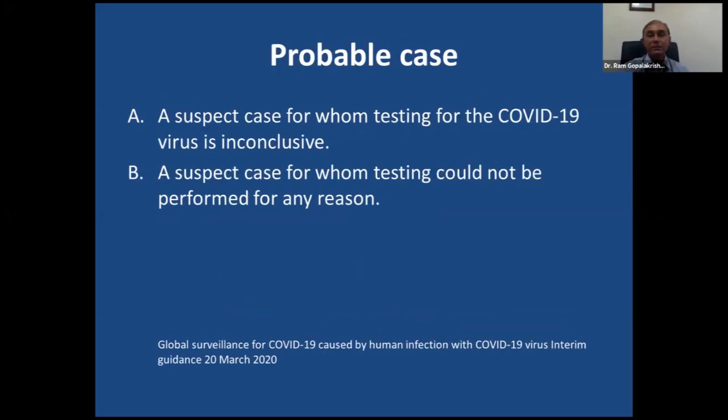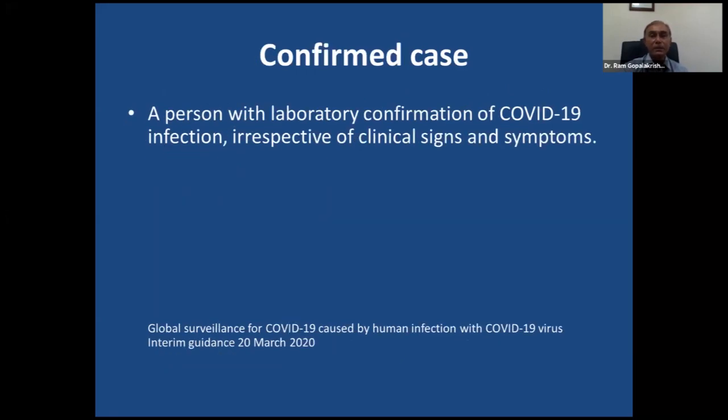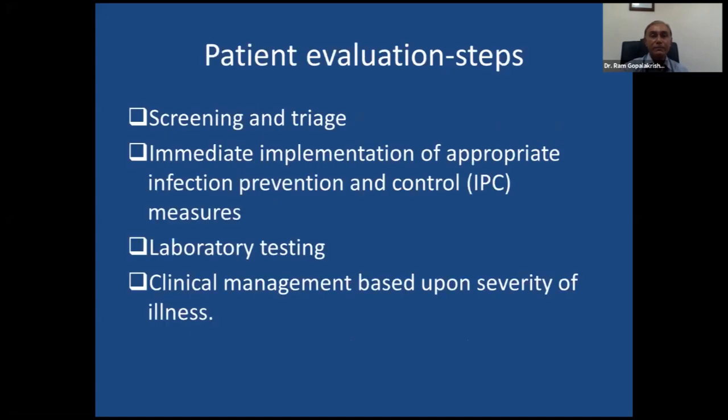A probable case is one in whom you suspect this clinically, but you can't confirm it on testing, or you couldn't do the testing for whatever reason, it's not available. A confirmed case, the one that goes into the statistical record, is one with a laboratory confirmed COVID infection, which at this point is an RT-PCR test, irrespective of whether the patient is symptomatic or asymptomatic.